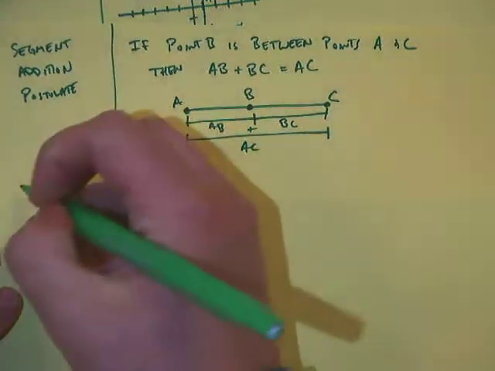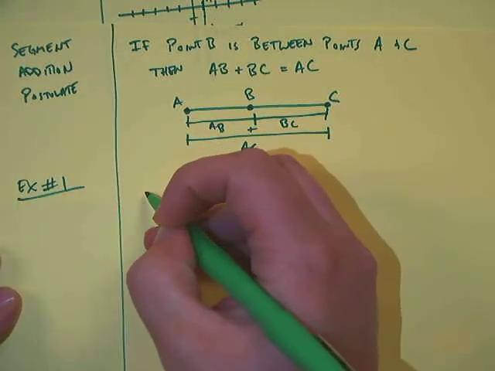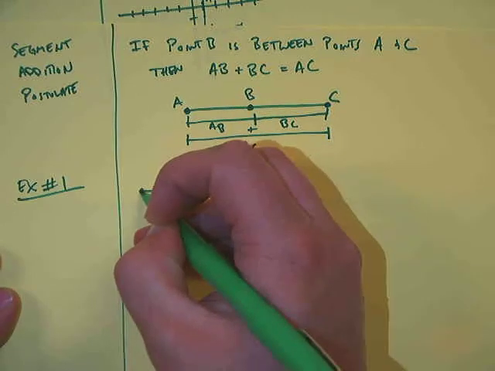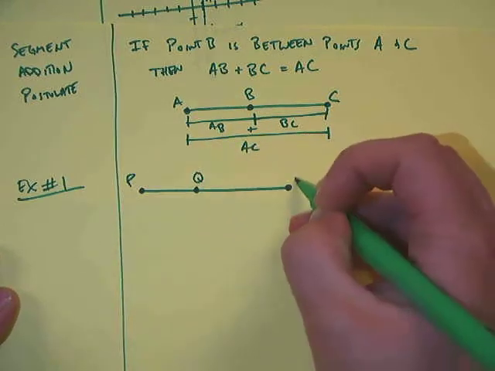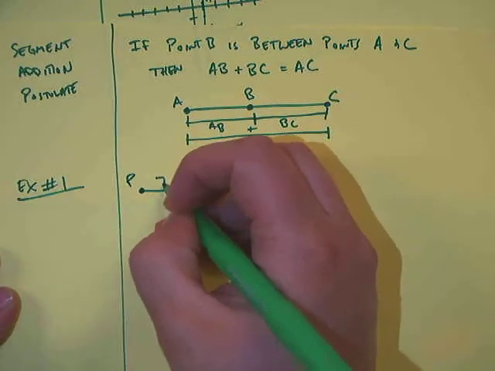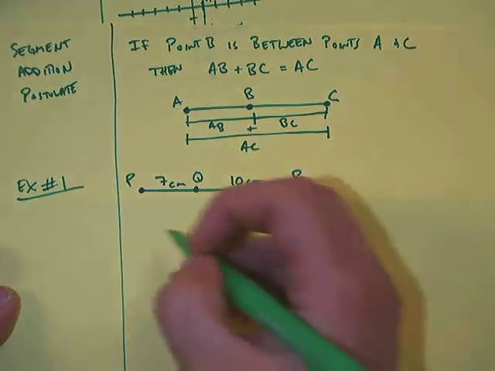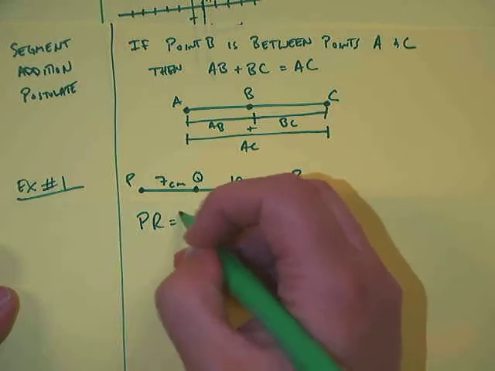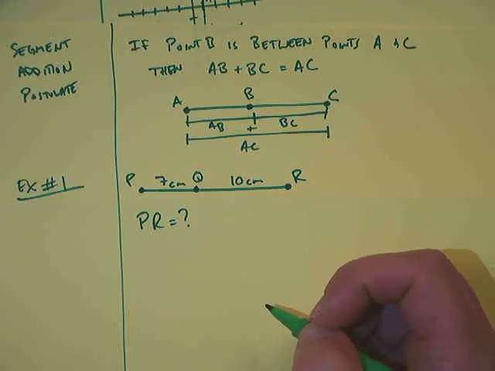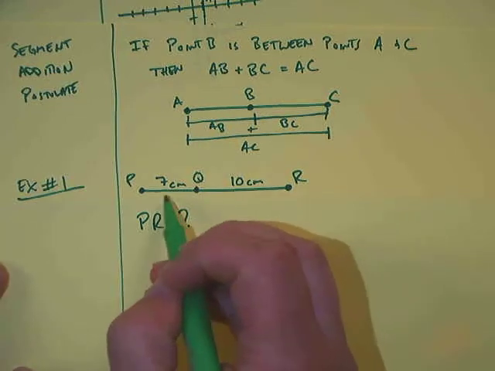So there's a couple different ways that we are going to be using this. We're going to go through probably 3 or 4 examples here. Okay, so example 1. We're going to start out with this picture, kind of like the one above. We have points P, Q, and R. And PQ is 7 centimeters and QR is 10 centimeters. And we want to know how long is PR.